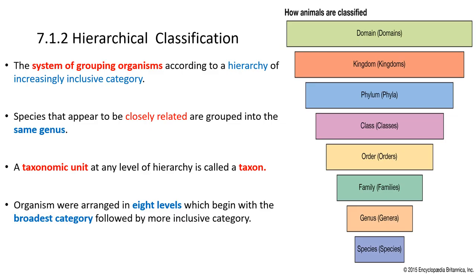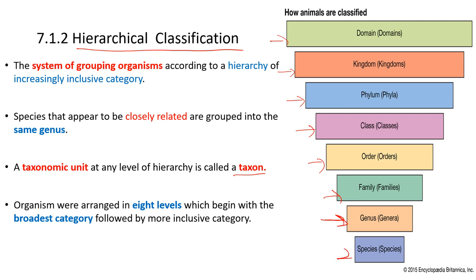The second key feature of how Linnaeus classified organisms is hierarchical classification. It is the system of grouping organisms according to a hierarchy of increasingly inclusive categories. Species that appear to be closely related are grouped into the same genus. A taxonomic unit at every level of the hierarchy is called a taxon. So each level here is called a taxon.